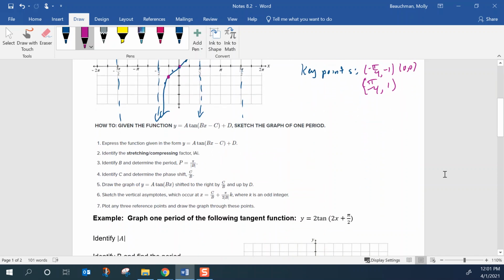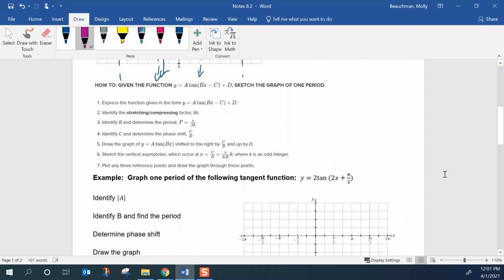How would you graph y is equal to a times the tangent of bx minus c, plus d? First of all, make sure your function is expressed in that form. Identify the stretching or compressing factor, which is the absolute value of a. In sine and cosine, that was amplitude. Tangent doesn't have amplitude. Identify b and determine the period. This time the period is pi divided by the absolute value of b instead of 2 pi, because the period of the tangent function is pi. Identify c and determine the phase shift, c over b.